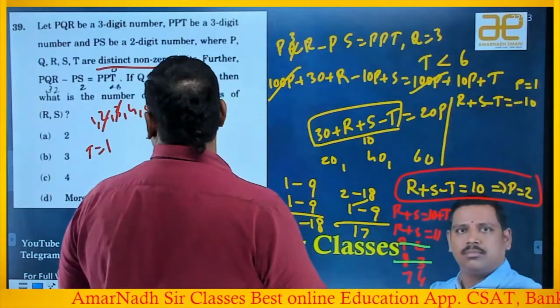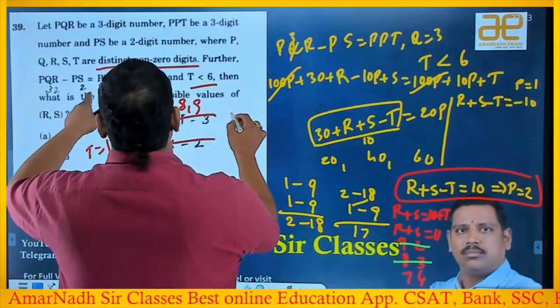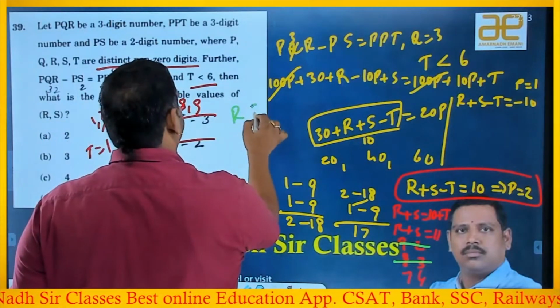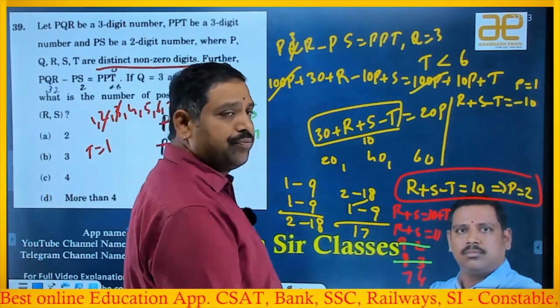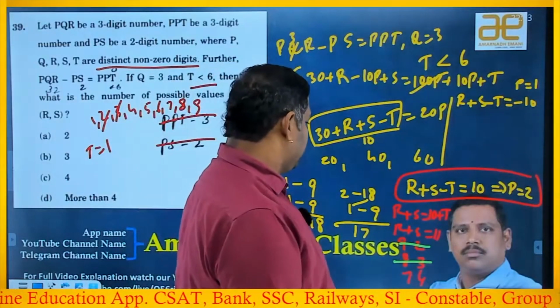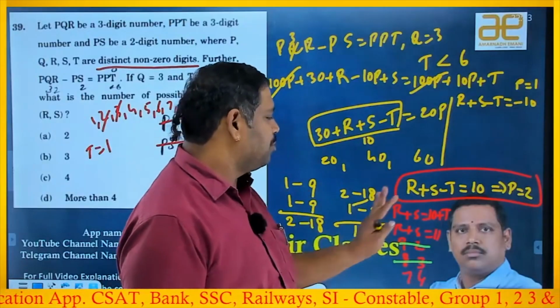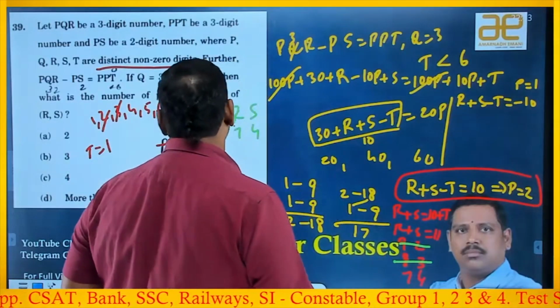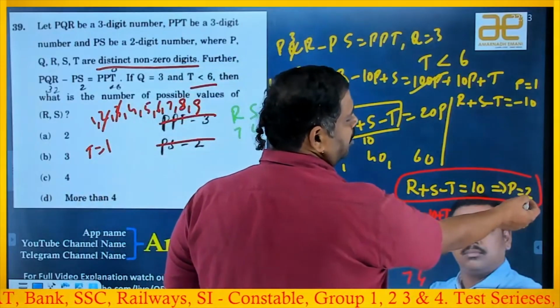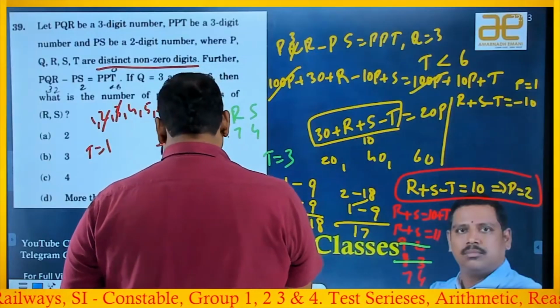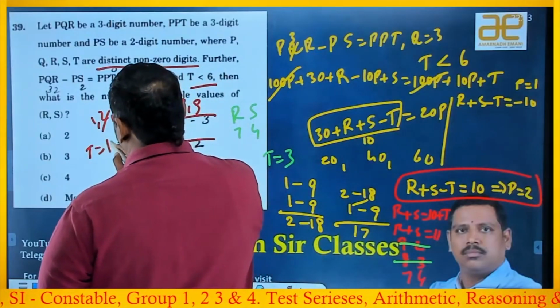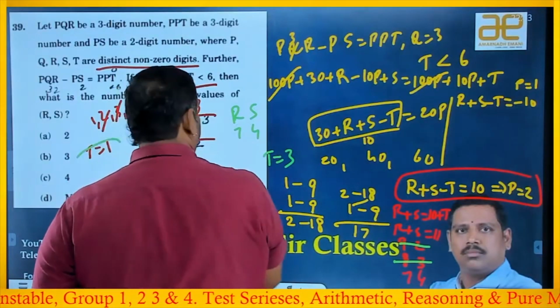Okay, so he's asking about R and S, right? R and S are 7 and 4, one possibility you got. Okay, so T, if I take T is equal to 2, that is not a possibility, right? So now I'm taking T is equal to 3. If I take T is equal to 3, now this T is equal to 1, I have to rule out now. Okay, ruling out.